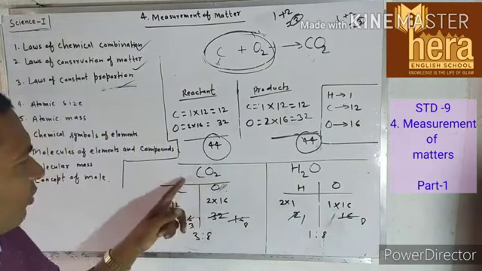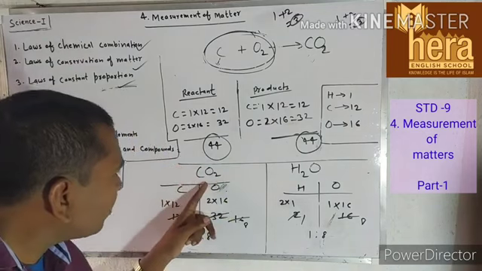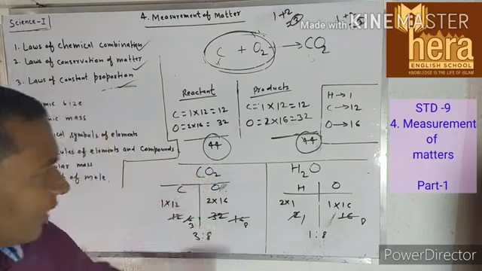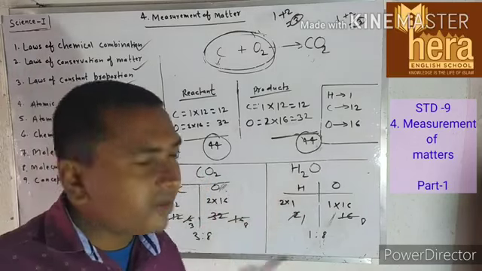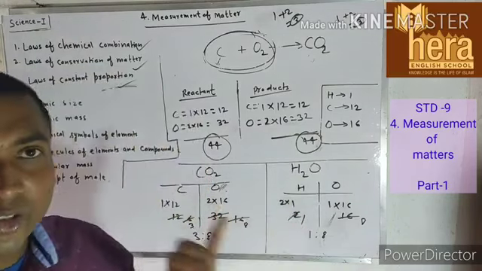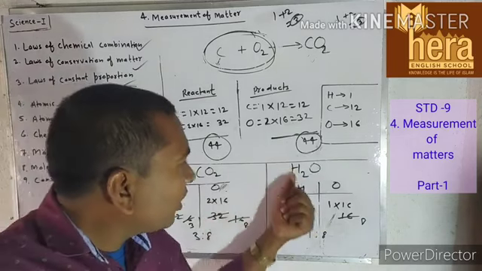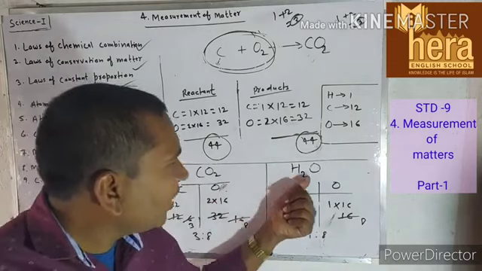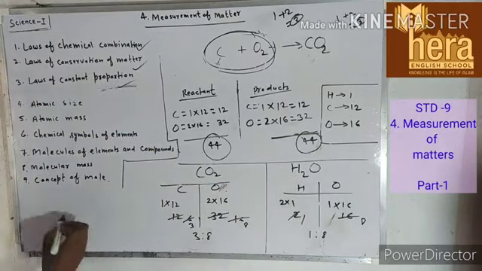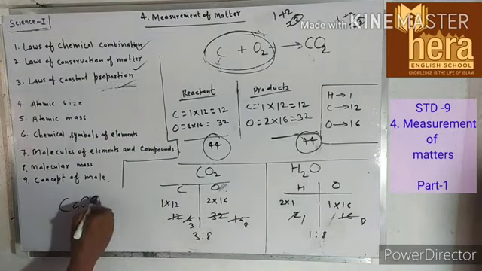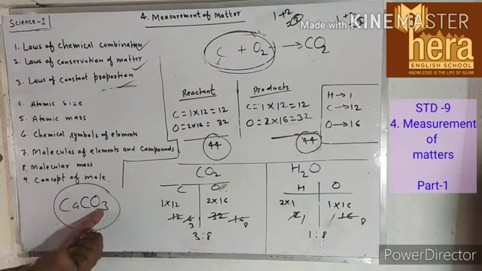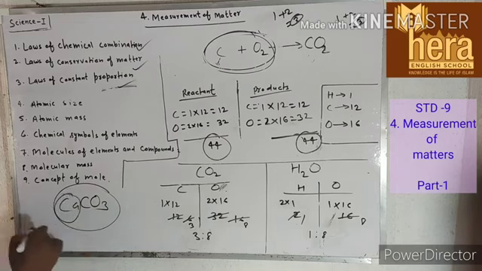If I ask what are the constituent elements of carbon dioxide, the constituent elements will be carbon and oxygen. If I ask what are the constituent elements of the compound H2O, that is water, they are hydrogen and oxygen. If I take calcium carbonate, CaCO3, and ask what its constituent elements are, you will say Ca means calcium, carbon and oxygen.